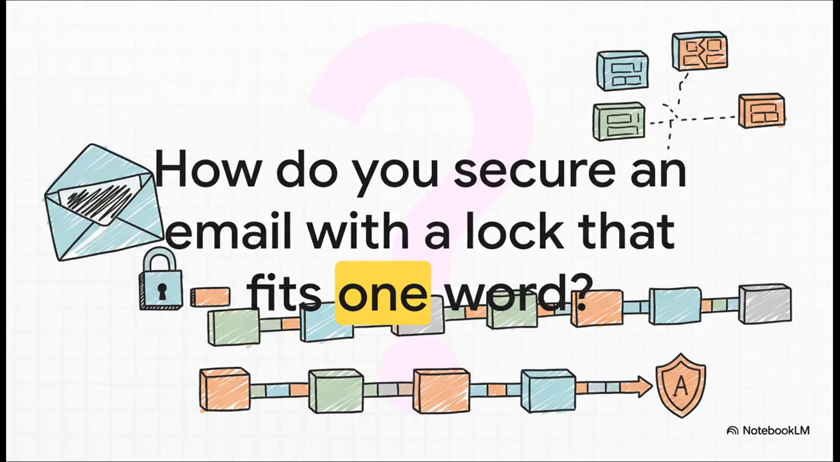So here's the big puzzle we're going to try and solve today. Imagine this. How do you secure an entire email with a lock that can only fit on a single word? It sounds kind of weird, right? But that's the thing. We have these amazingly powerful encryption tools, but they're built to work on these tiny little fixed-size chunks of data. So the real question is, how do we take that and scale it up to protect whole messages, entire files, or even our hard drives?